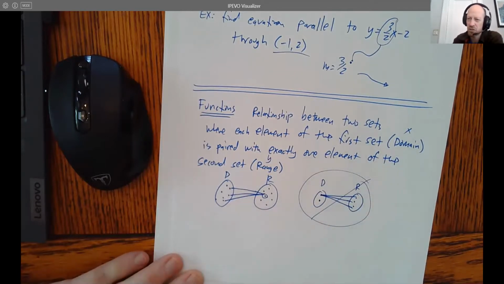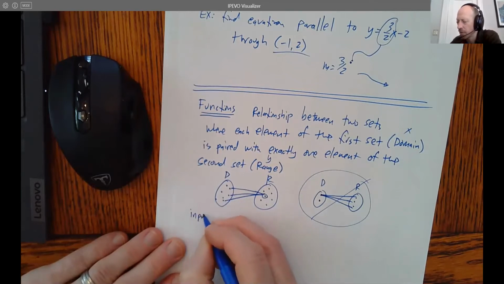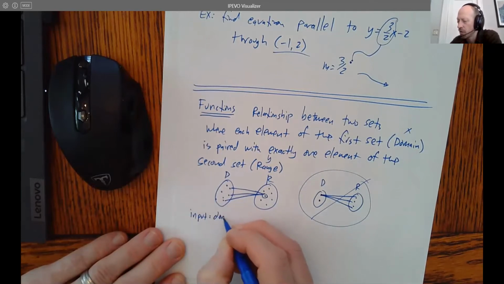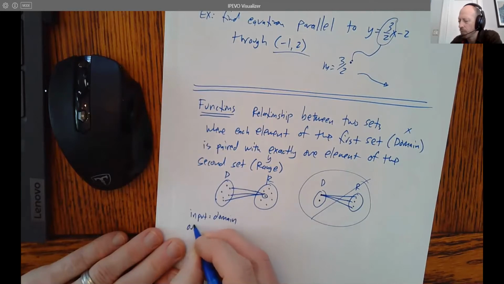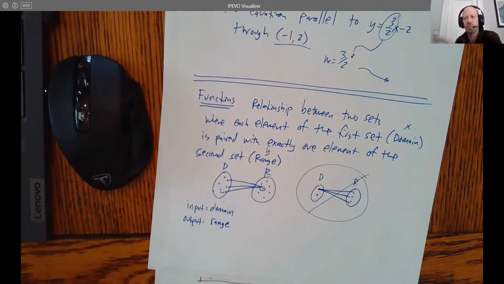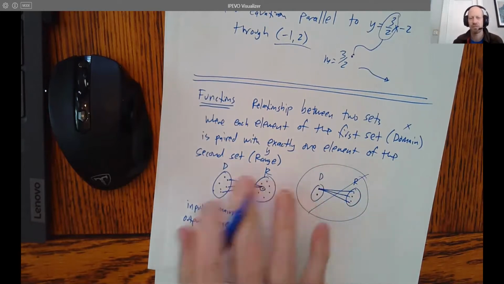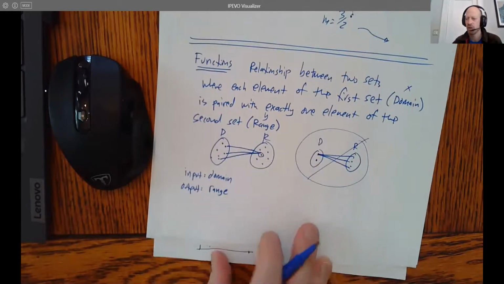Okay, so there's a direction here. We think of the domain as going to the range. We often talk about the domain as the input and the range as the output. So it's kind of like a machine: you put something in, it spits something out. There are lots of different ways of representing these relationships. This one is called a mapping, where one thing connects to the other.